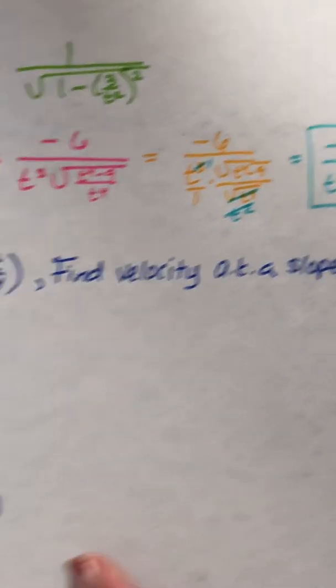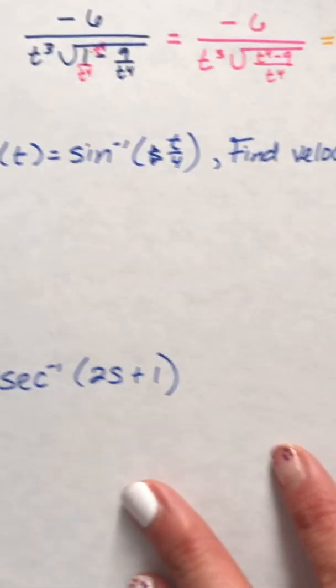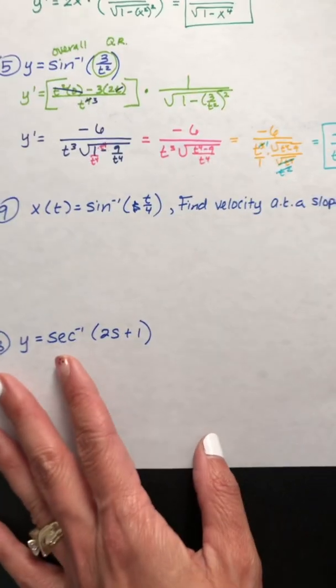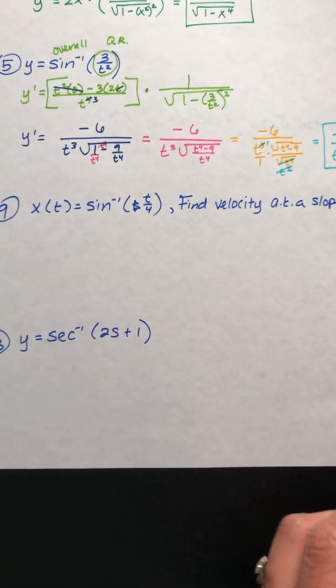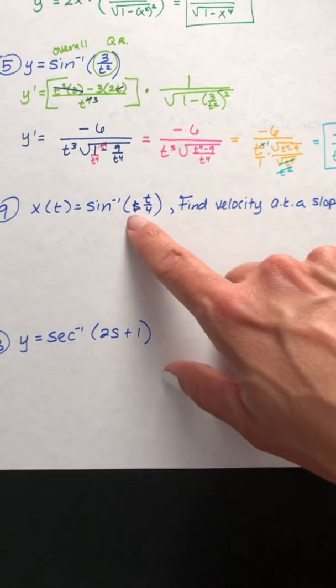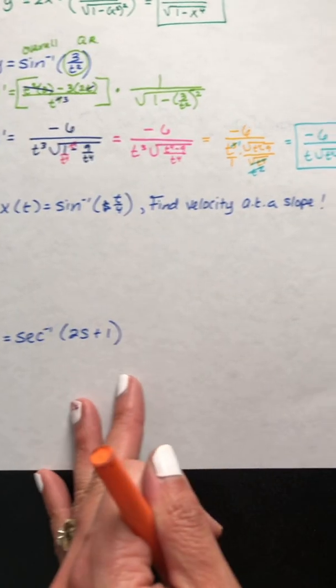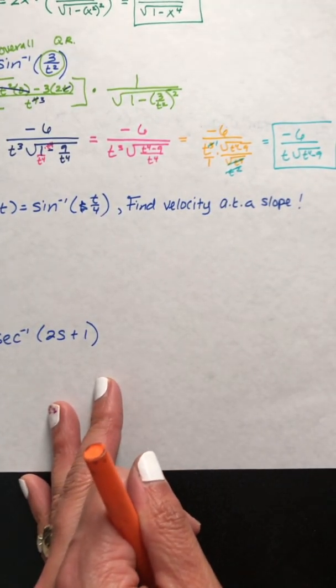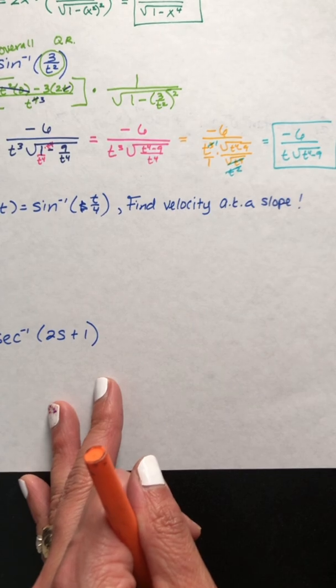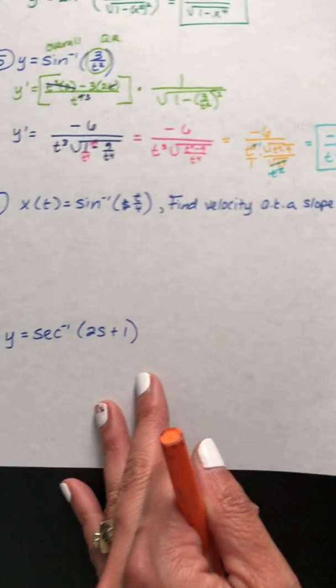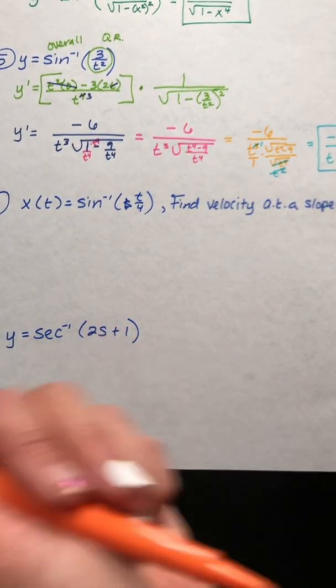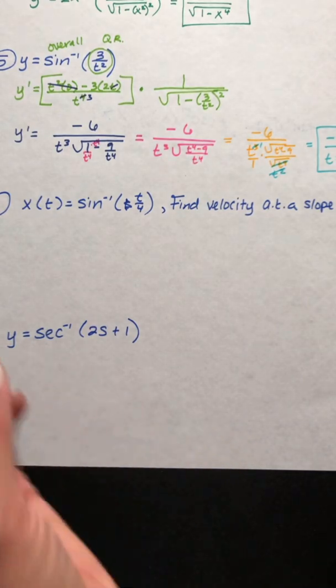It's not too bad, but manipulating those fractions can be a bit cumbersome, I know. All right, number 9, x of t equals sine inverse of t over 4. I messed up over there, so I crossed that out. We're finding the velocity. That's what they are asking for. So that means we need to find the slope, which means we need to take the derivative, of course, because that's what this lesson is about, differentiating the inverse trig functions.